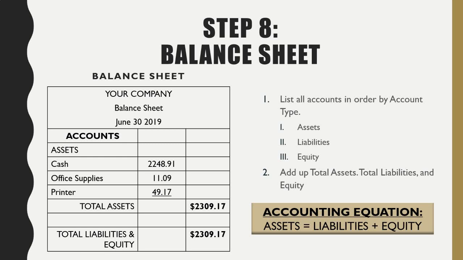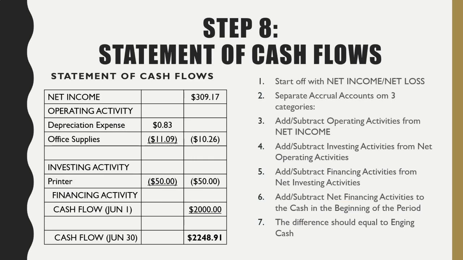Once you've done this, the last step is completing the statement of cash flows, which, as I mentioned earlier, is a combination between your income statement and your balance sheet. We break it up into three categories: operating activities, investing activities, and financing activities. So what do I mean by it being a combination between the two?